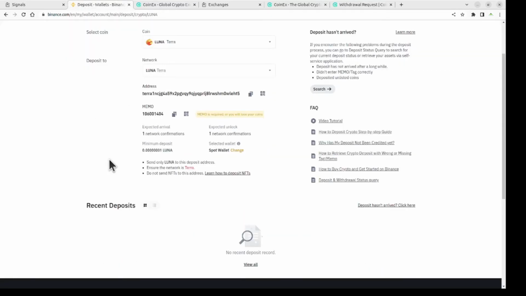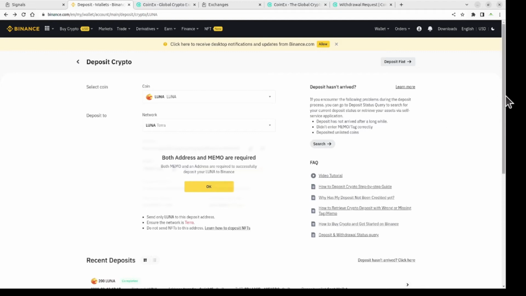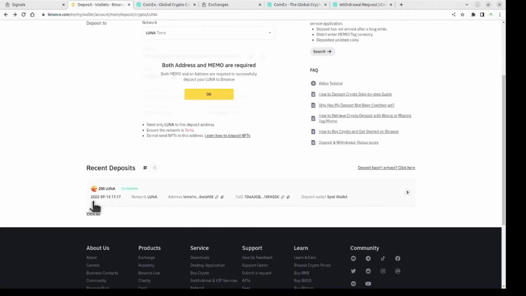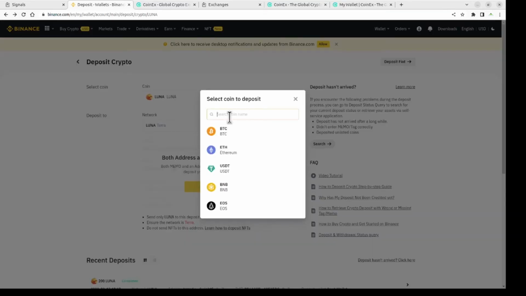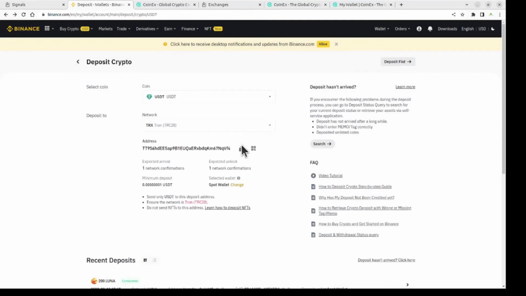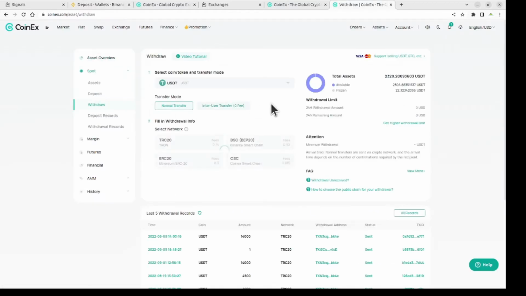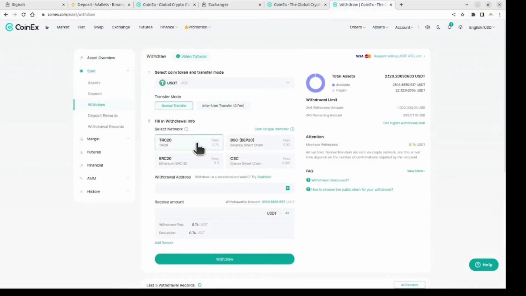Refresh the page to see if deposit came through. In this case, at the bottom, we can see our Luna deposit has come through to Binance, which is great. Now we do the same for the USDT. Choose USDT. Choose cheapest common network. Copy the address. Go to withdraw. Choose USDT and choose TRC20 network.